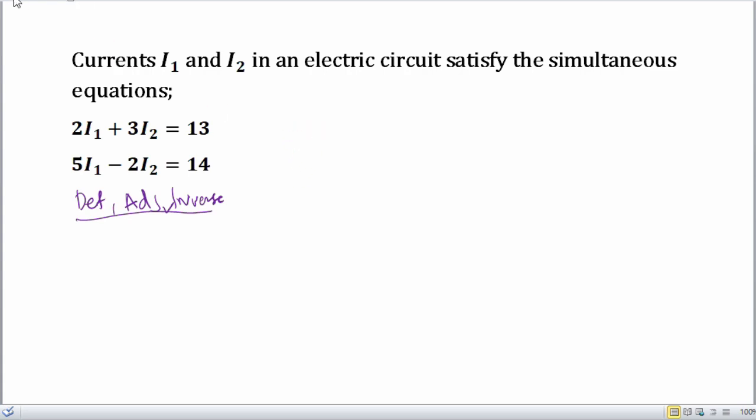First of all, let's pick the coefficients of I1 and I2 and write them in matrix form. So the pair of simultaneous equations, you are going to rewrite them in matrix form. And this is what we have: the matrix 2, 5, 3, negative 2, multiplied by I1, I2, and that equals 13, 14.